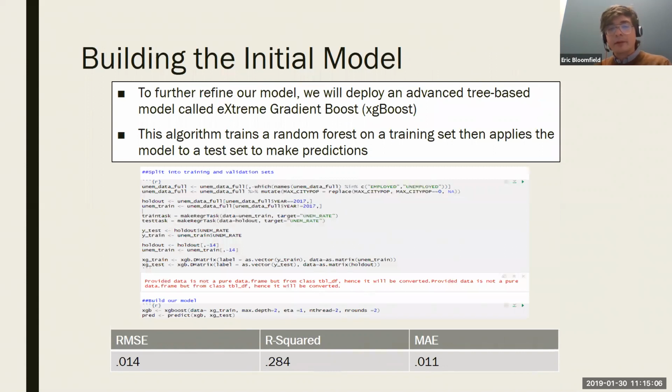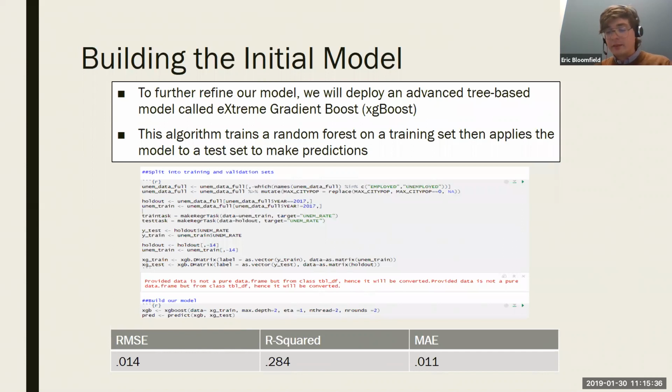So to further refine our simple linear model, we're going to deploy an advanced tree-based model called Extreme Gradient Boost, or XGBoost. So this algorithm, and I'll go into it in more depth in the next slide, basically trains a random forest on a training set, then applies the model to a test set to make certain predictions. Here I have some code that demonstrates how I split my data set into the training and validation sets, as well as how I deployed that initial model to make predictions.